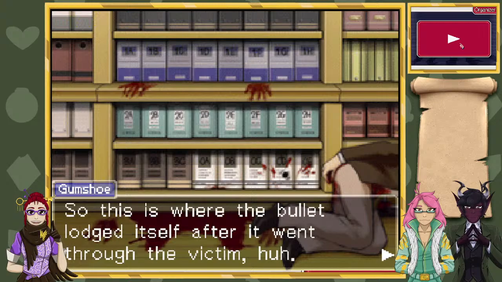So this is where the bullet lodged. You got worse. Mars, you suck now. Much worse. Uh-oh. Hello? Yeah, you cut out. You cut out really bad. Oh, no. Hang on.